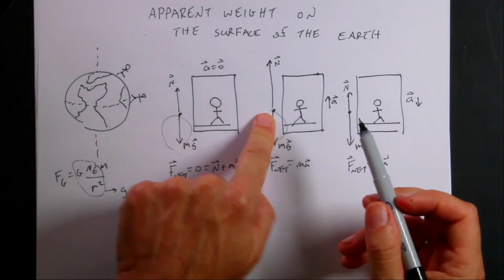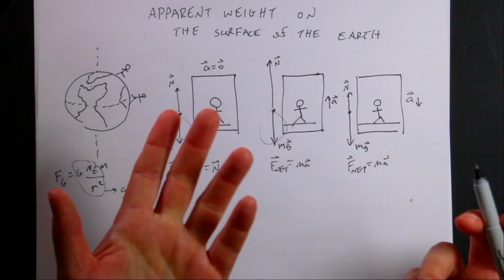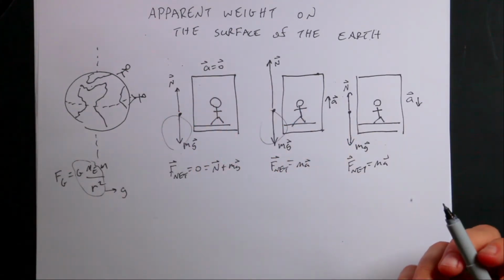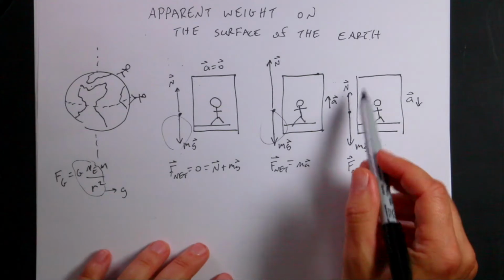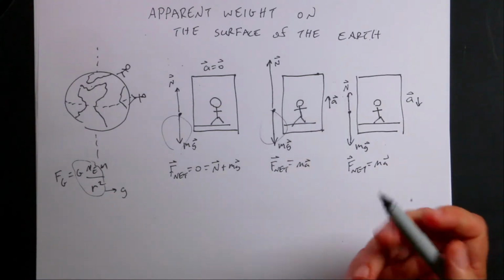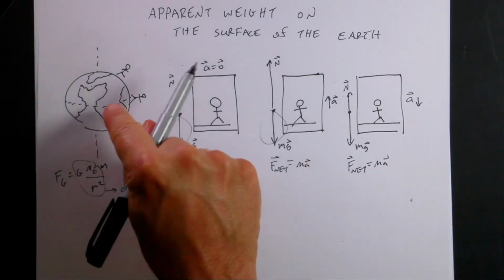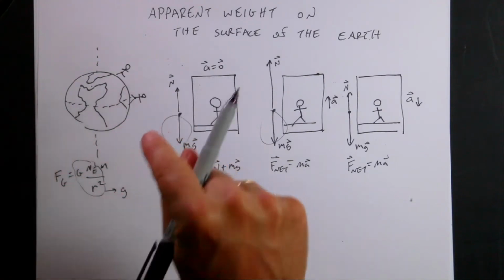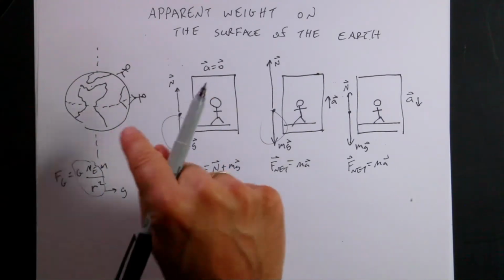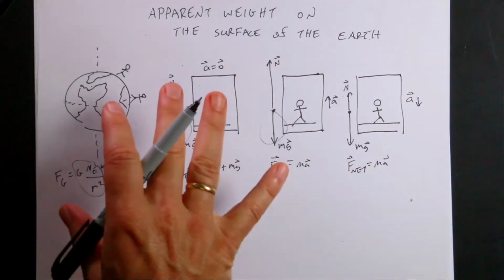But in all these cases, you feel normal. Here you feel heavier. Here you feel lighter. But you never change your gravitational force. So we like to say your normal force is your apparent weight. Now what about on the surface of the Earth? Your apparent weight, your normal force, is not constant.